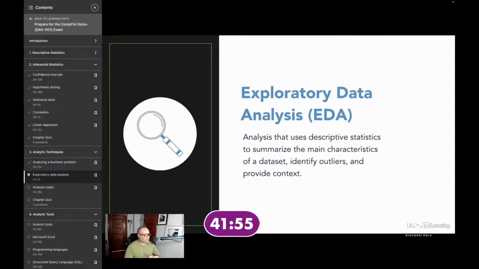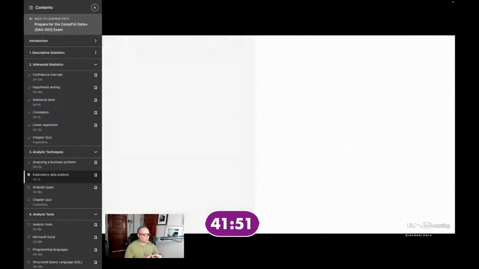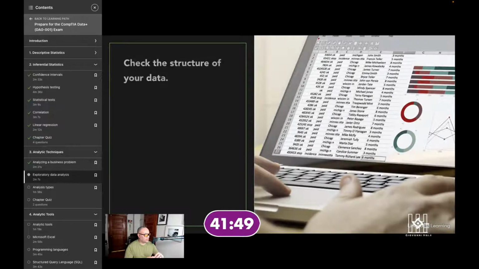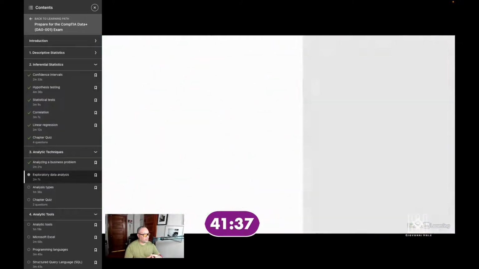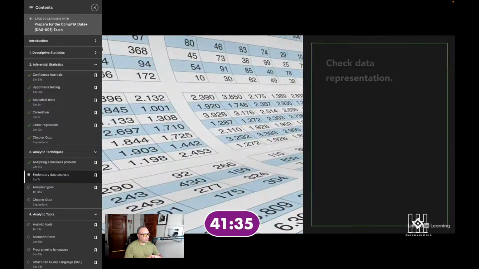While there are many different approaches to conducting an EDA, they typically encompass 6 different steps. First, you should check the structure of your data. Ensure the data is in the correct format for analysis. Most data analysis tools expect data to be in tabular format, so you need to confirm that your data has defined rows and columns. Second, check the data representation. Become familiar with the data.